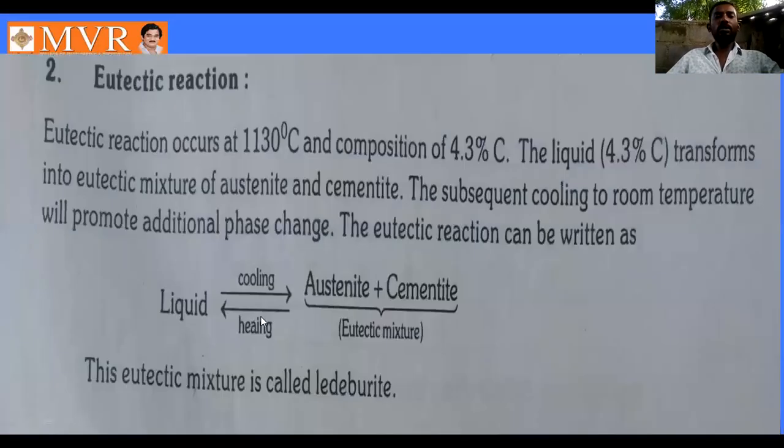In the eutectic reaction, liquid on heating or cooling, we can get austenite plus cementite. So this is completely a eutectic system. The eutectic mixture we can also call ledeburite.